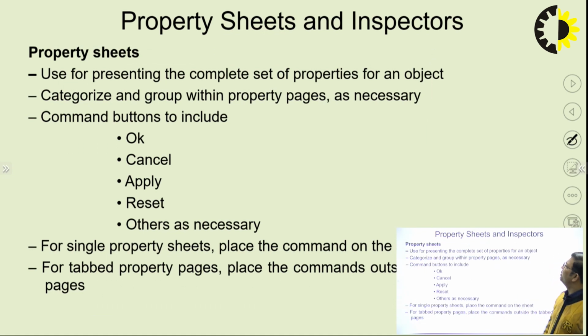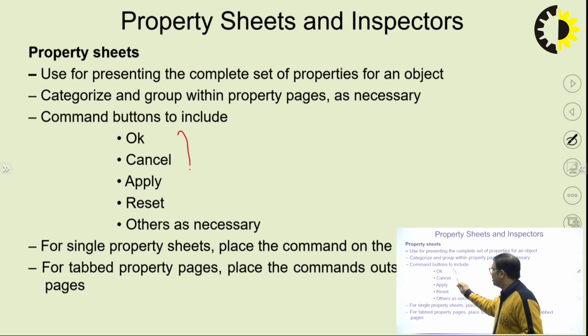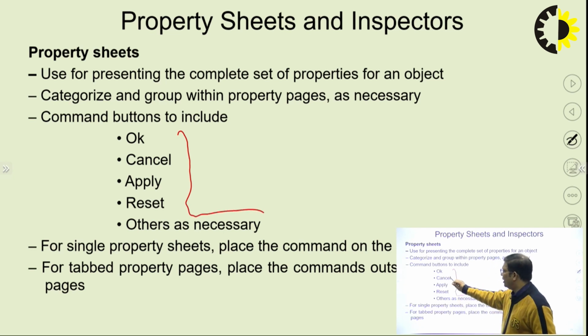Okay, property sheets and inspectors. Property sheet means it will display the properties if we are clicking on any menu or hyperlink, so it will display a property sheet. Use for presenting a complete set of properties for an object, category or group within the property pages as necessary. The main command buttons can be available: OK, cancel, apply, reset, and others.